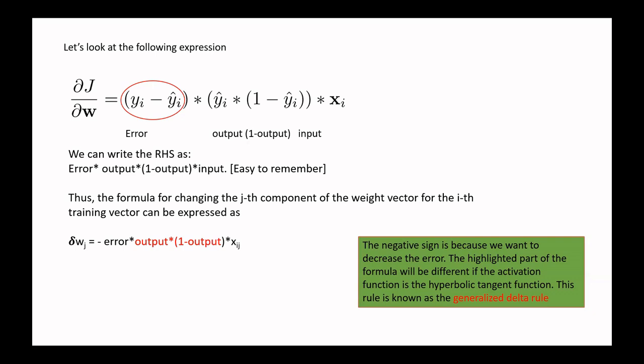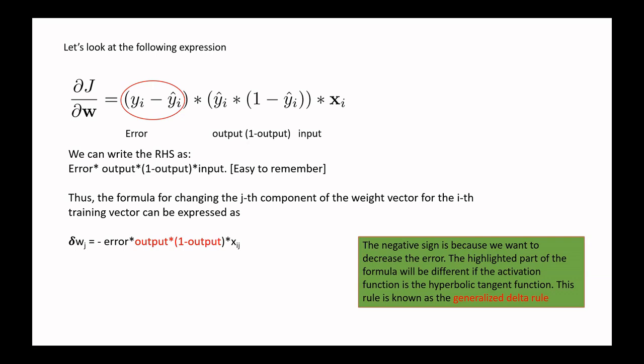And that is what is written at the bottom. So delta wj: if you look at the jth component of the weight vector, how that component will get modified, one can write the expression very simply as minus error times output times 1 minus output times xij. That is the jth component of the ith vector. This rule is known as the generalized delta rule. Previously I mentioned the delta rule, and this is a generalized delta rule.